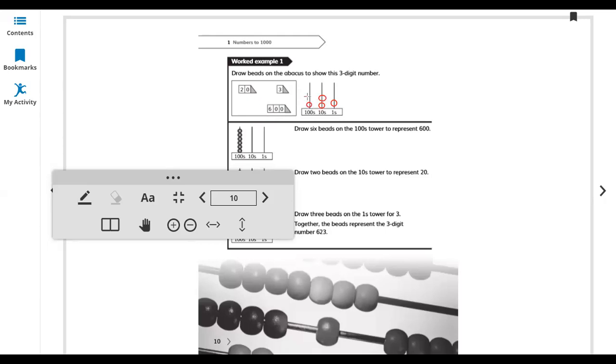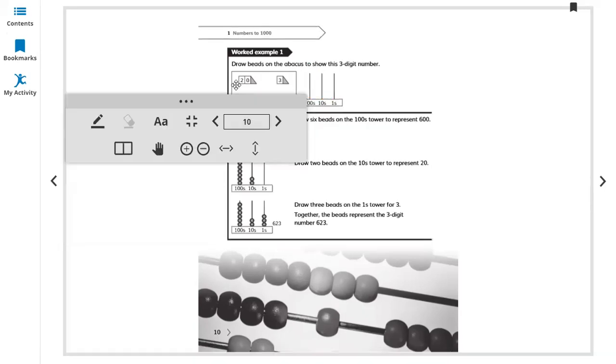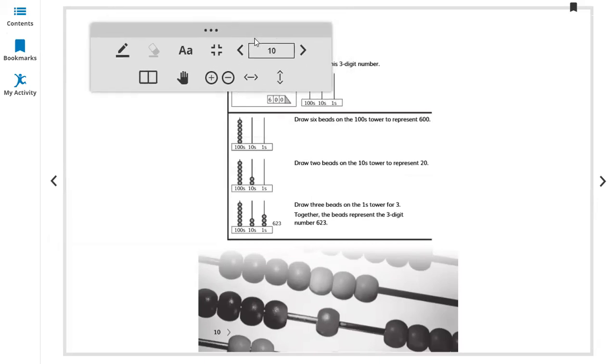6: 1, 2, 3, 4, 5, and 6. So 623. Just make only one, so we make 3. 623. This was the example, 623.